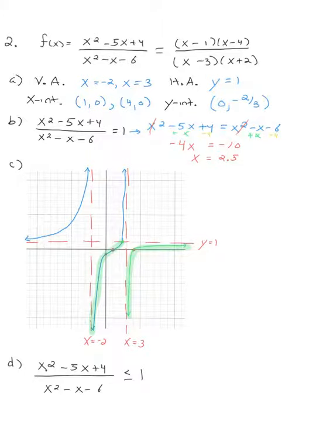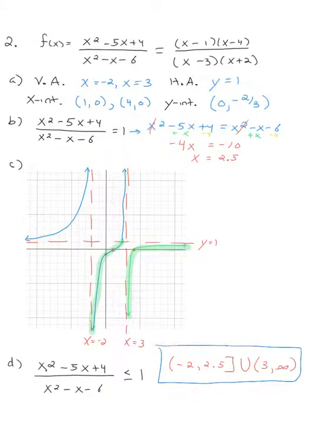So the corresponding x values, I'm just going to write out what those are equal to. That's everything from negative 2 up to and including 2.5. So I'll put a bracket. And then I'll pick up at 3 and head towards positive infinity. And this is the answer to the question.